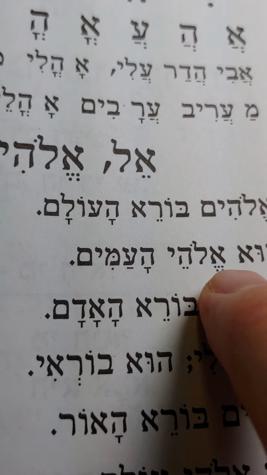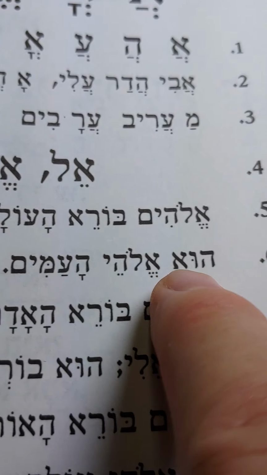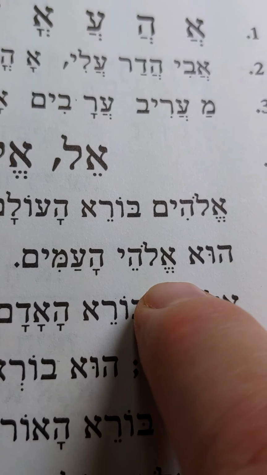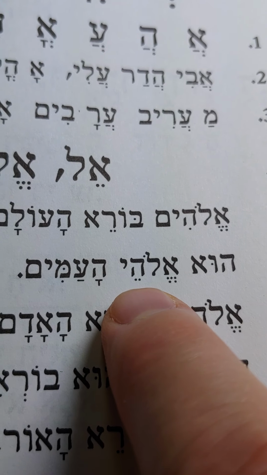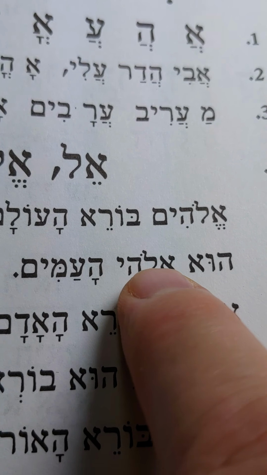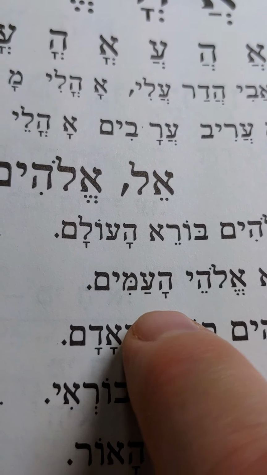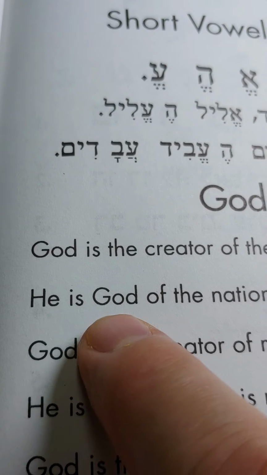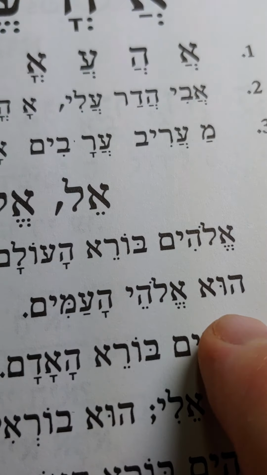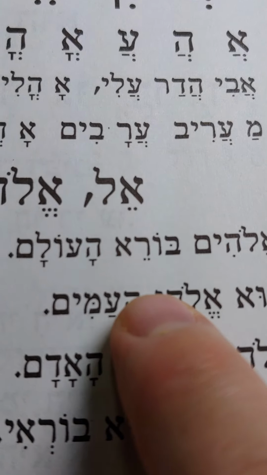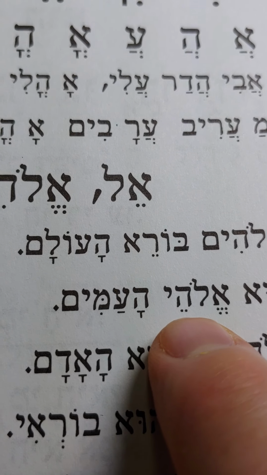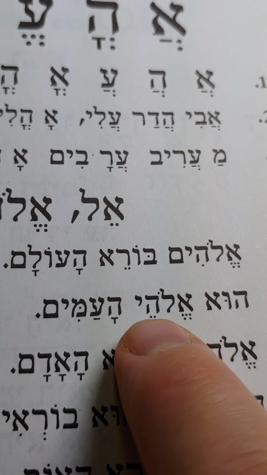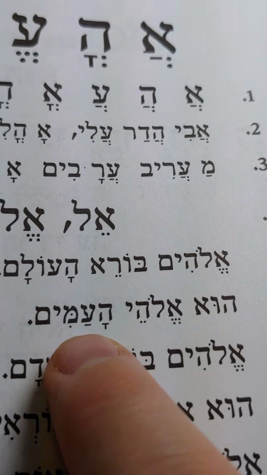Line 6. Hu Elohei ha'amim. Read with me. Hu Elohei ha'amim. He is the God of the nations. The yud means of. The tzere, the two dots, makes it plural. Elohei, the God of ha'amim, the nations.